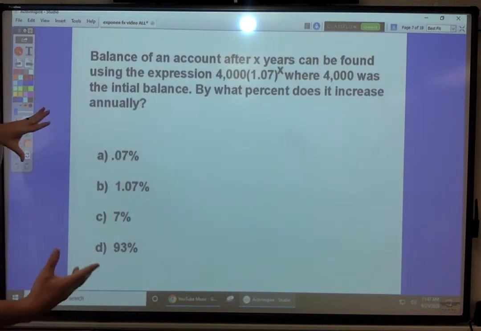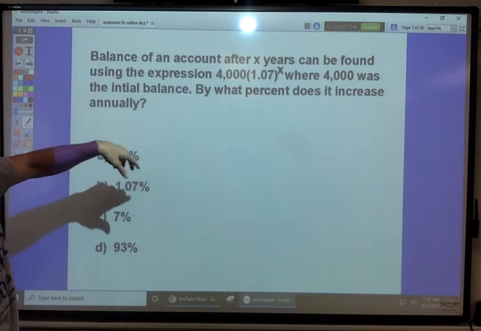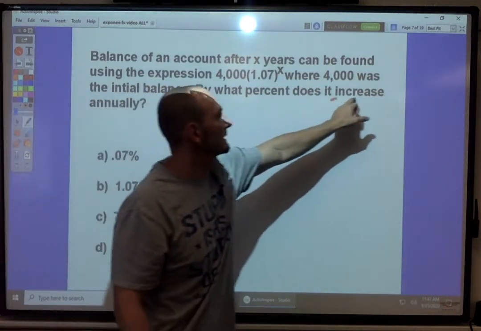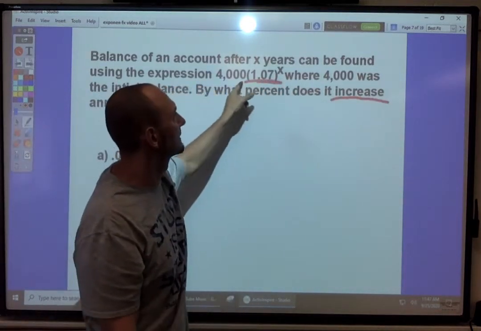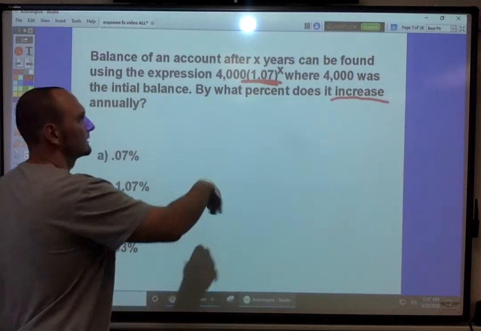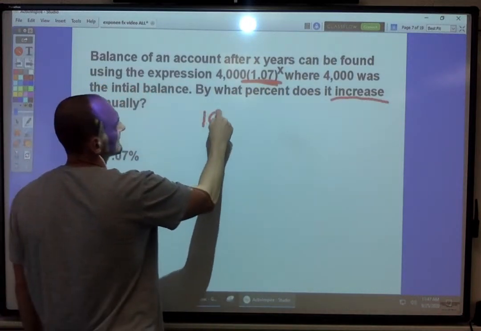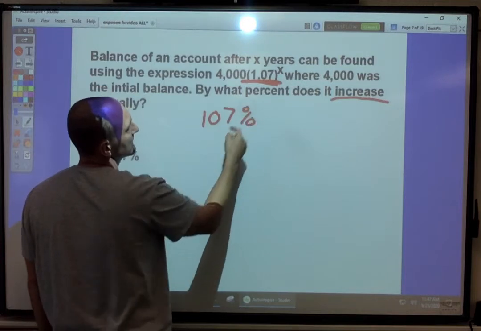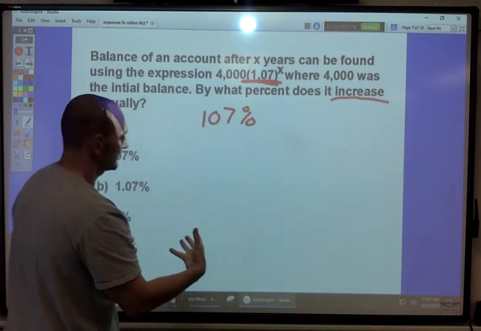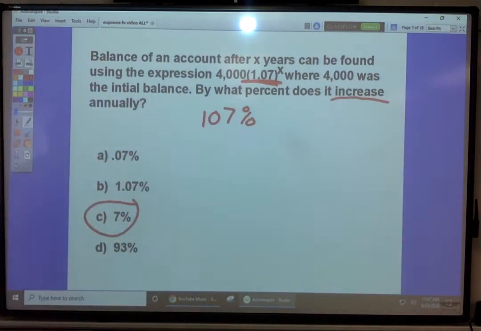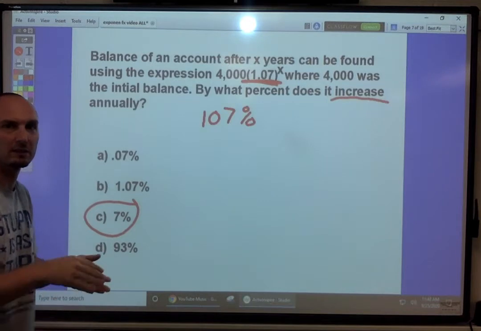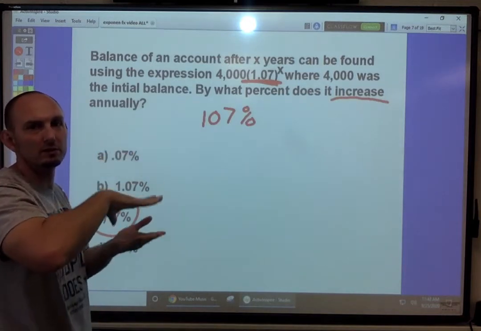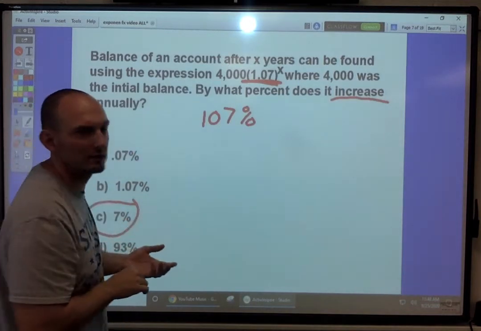Okay, again, pause, answer it. What percent does it increase? So I'm telling you it increases. I'm not even making you wonder. So how much above 100 is that? That's actually 107%, which is an extra 7%. When it's saying how much did you increase or decrease, it's how far above 100 it is or how far below 100 it is.